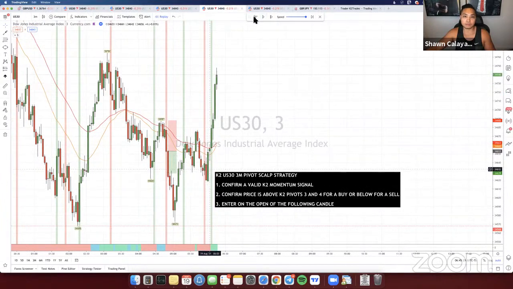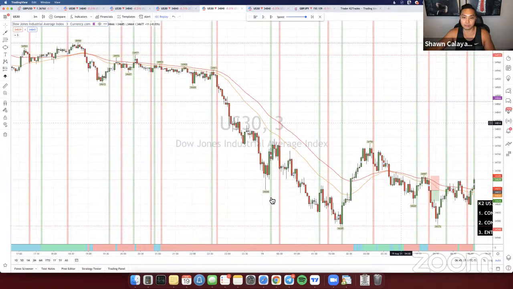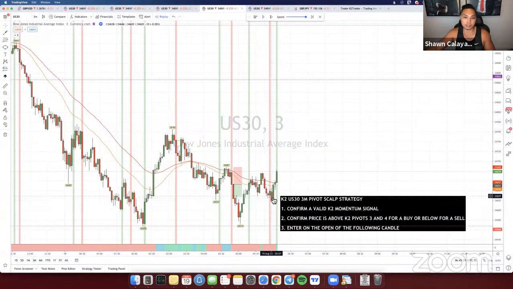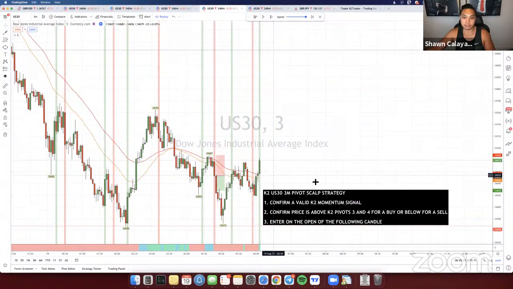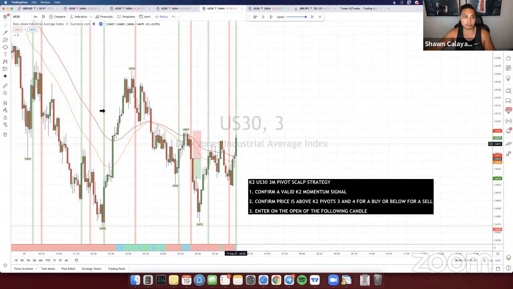This is invalid. The reason for it being invalid is because it's a red sell signal, but a green candle, right? It has to be red and red for valid, green and green for a valid buy. Looking at this right here, we have a valid buy signal. It's above the pivot, so we enter a long position right there. And then you let that run, and there you go, full TP.